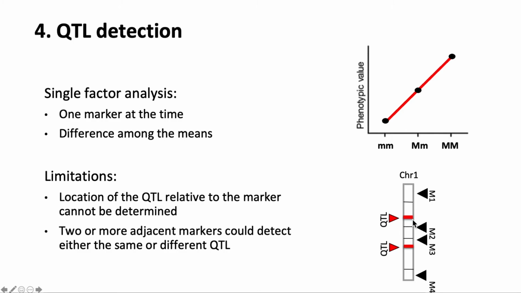result of this single factor analysis is that both markers are pretty close and they are linked to the same QTL, but we cannot basically conclude if we have one QTL or two QTL. So as you can see here, that is a big limitation, like the location of the QTLs and the number of locations that we can detect with single factor analysis.